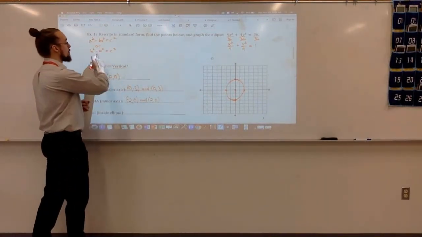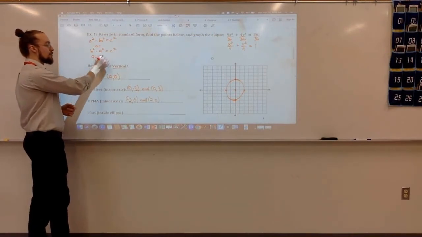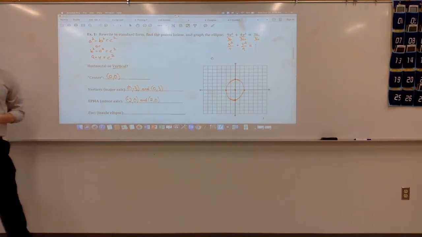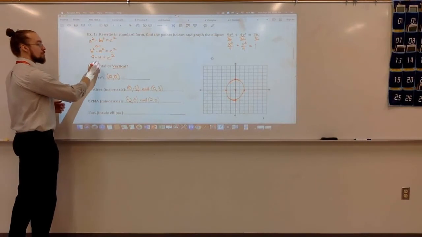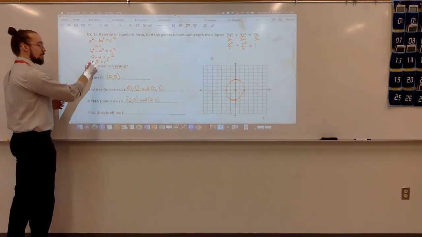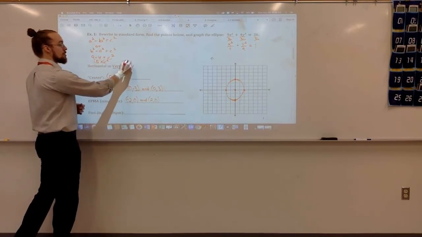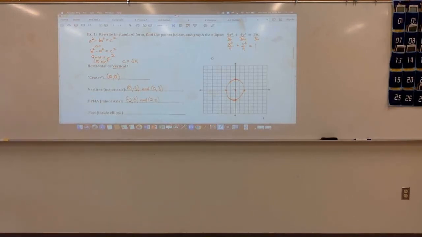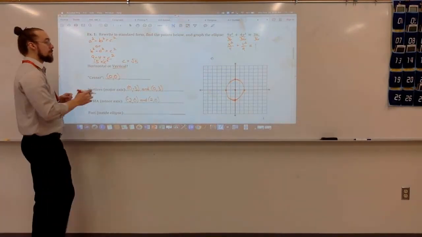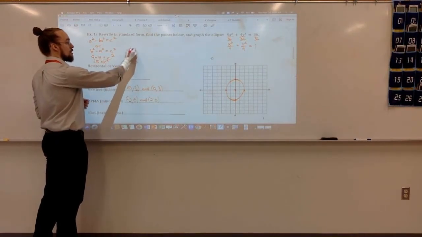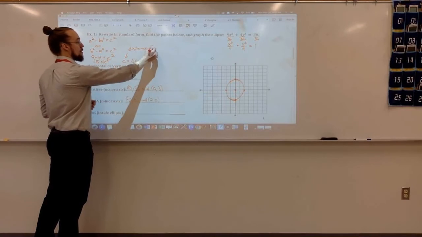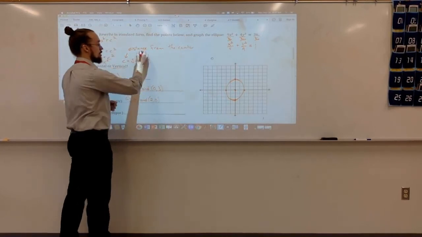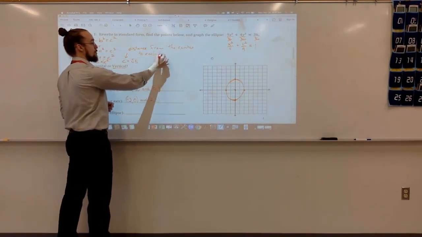Okay, so in this case, I'm going to say 9 minus 4 equals c squared. So then we'll get 5 equals c squared. Take the square root. We get that c is equal to the square root of 5. So what that tells me then, okay, the c value is the distance from the center to each focus.